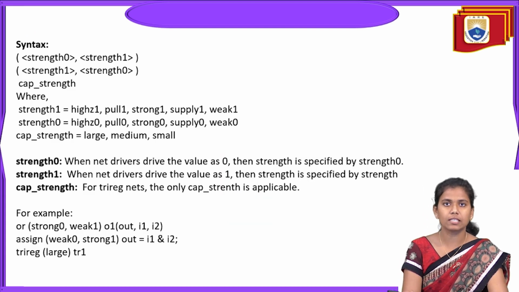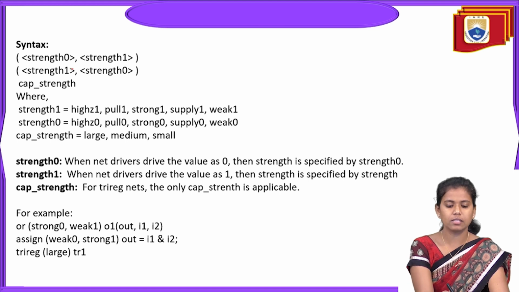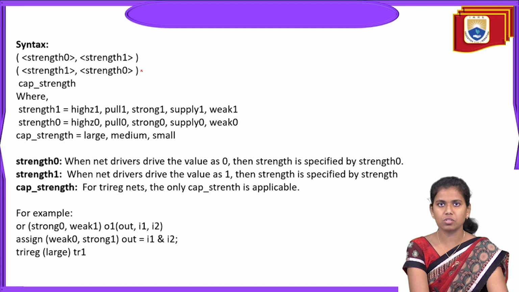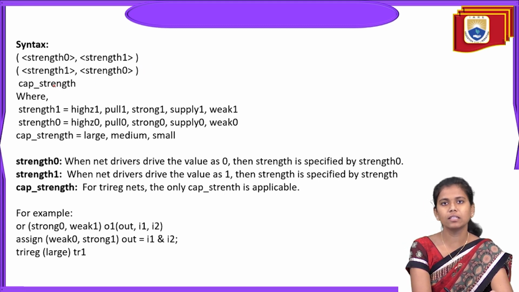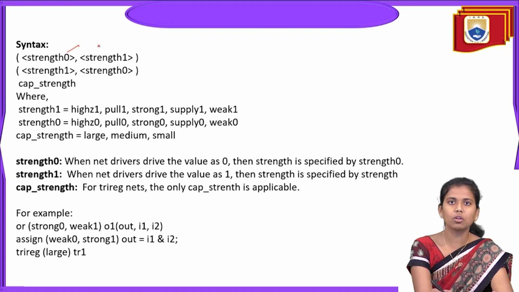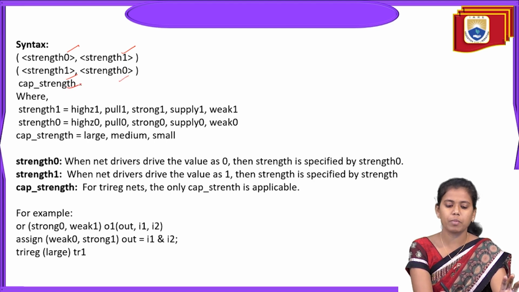And coming to the syntax. So here syntax goes like this. Strength 0, strength 1 and capacitive strength. So in the syntax you can write in either order: either first with 0 or with 1, and with 1 as well as with 0. And last is capacitive strength.